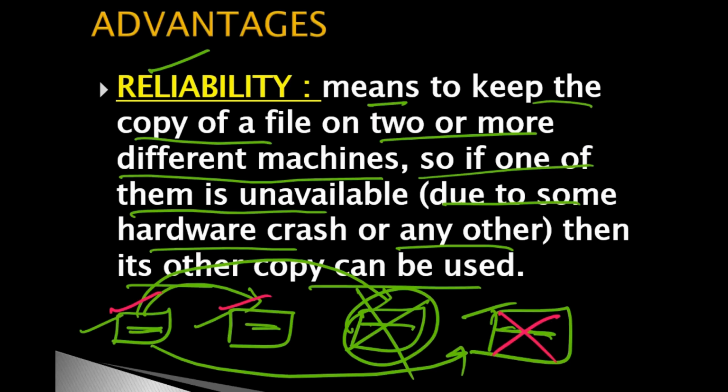So again I'm reading the definition. Reliability means keeping the copy of the file on two or more different machines. So if one of them is unavailable due to a hardware crash or any other problem, the other copy can be used for our further reference. Hope you all understand this reliability topic.